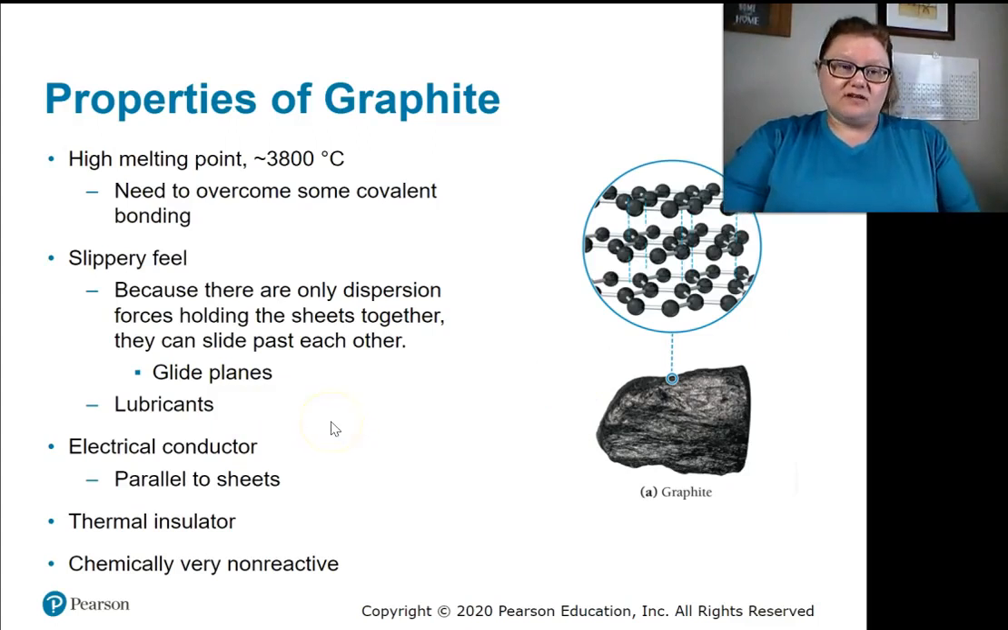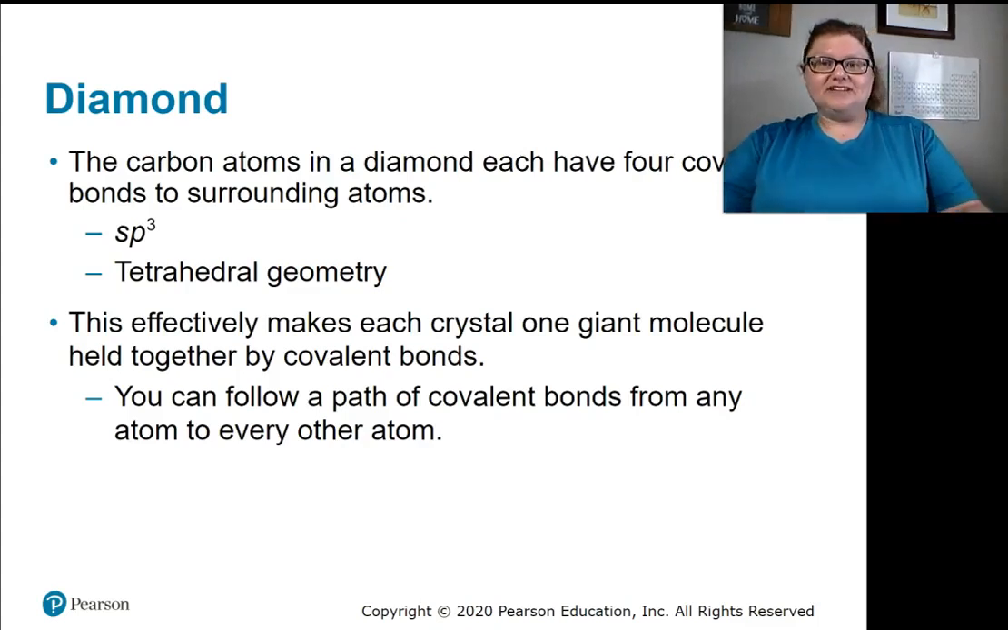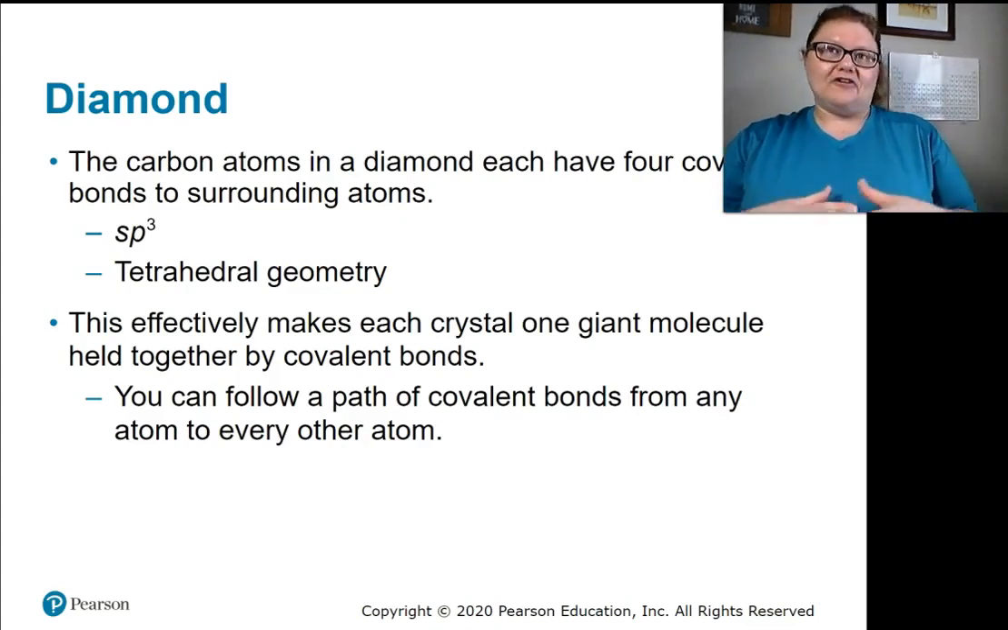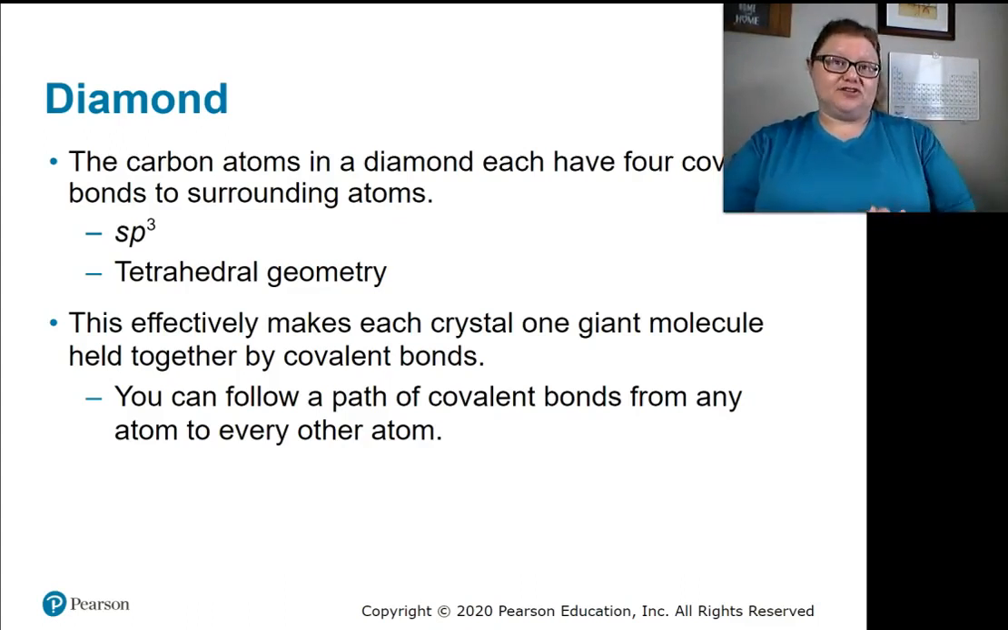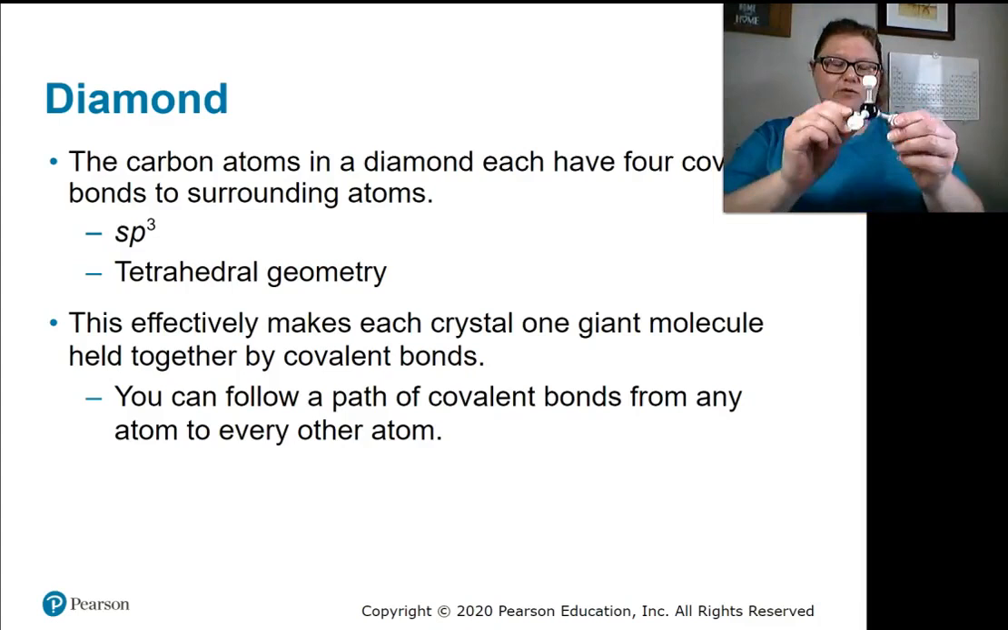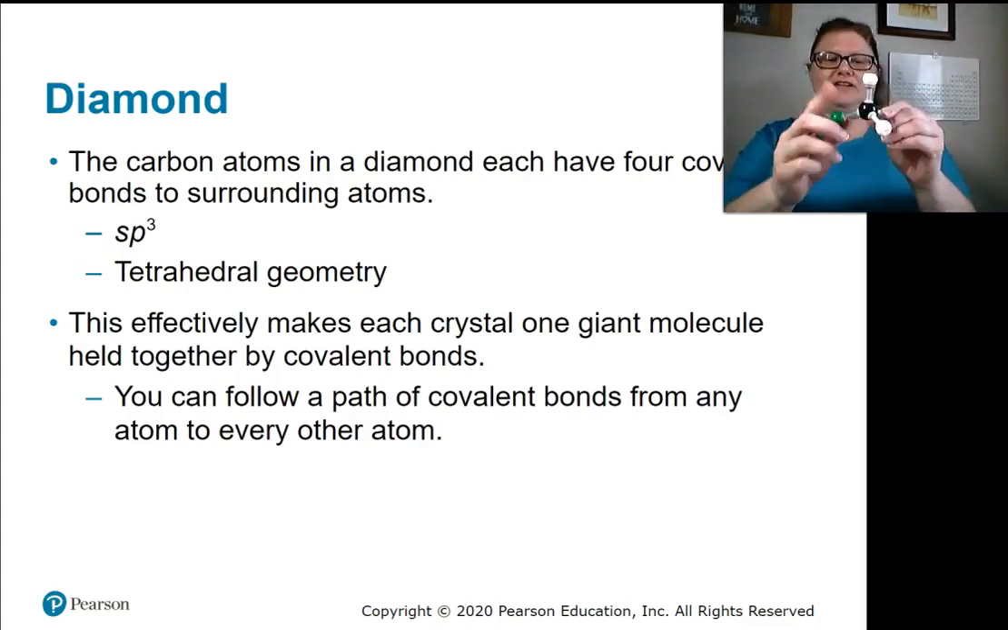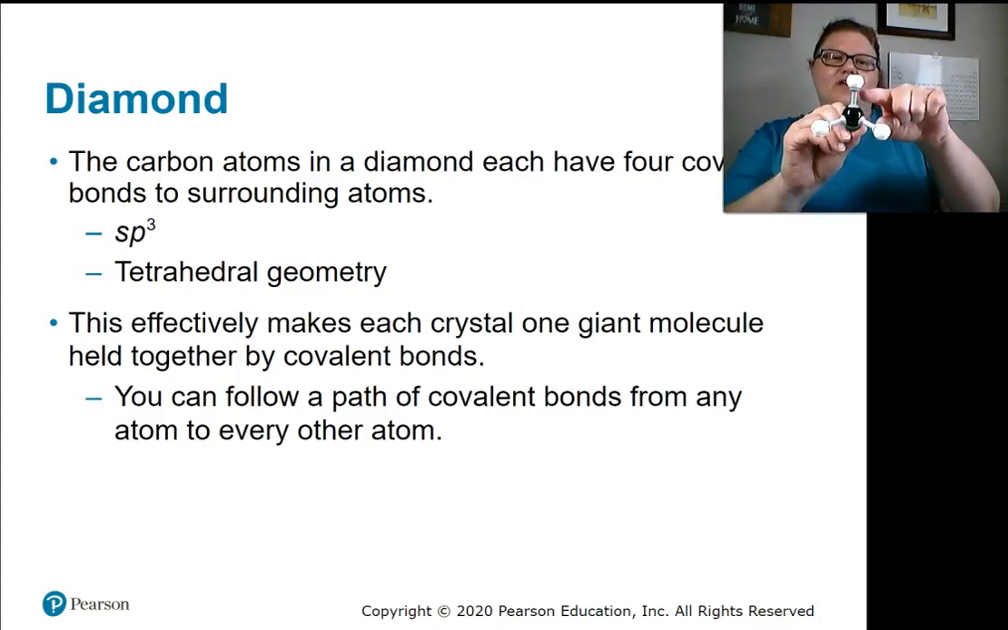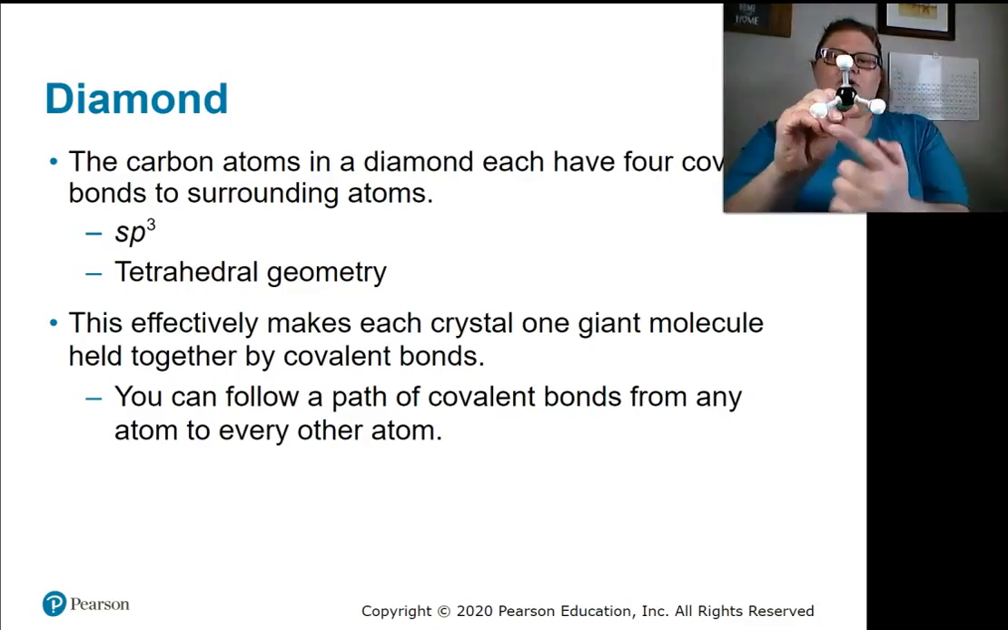They're used as lubricants in addition to our pencils. They're pretty good at conducting electricity, and they're very good at insulating, keeping heat. But they're chemically non-reactive, right? Just carbon. Our diamond is a much more ordered and contained looking structure than just sheets. Each of our carbon atoms here would be sp3 hybridization, that would be like my tetrahedral here, ignore the chlorine. If we have this carbon atom, we have s, p1, p2, p3.